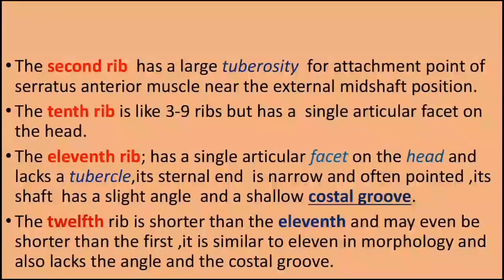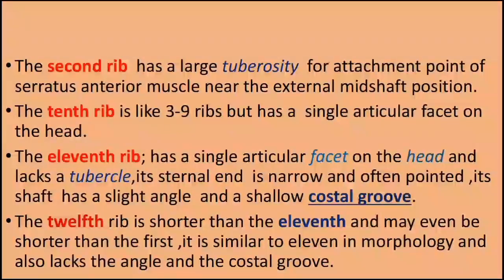The second rib has a large tuberosity for the attachment point of the serratus anterior muscle near the external midshaft position. So these are some of the muscles of the body, and we'll get to know some of the few muscles which are within the body.